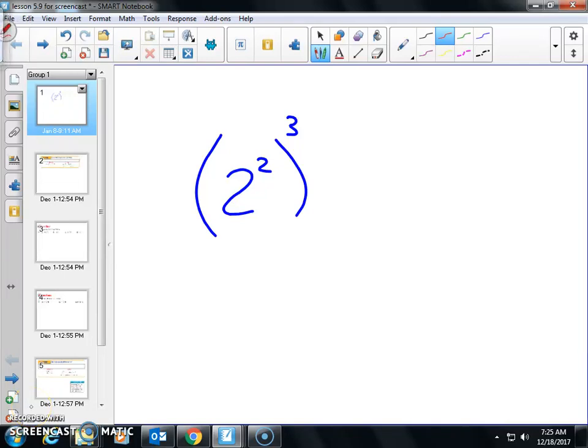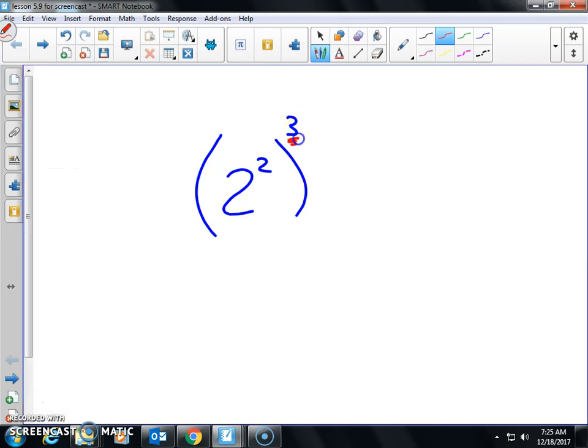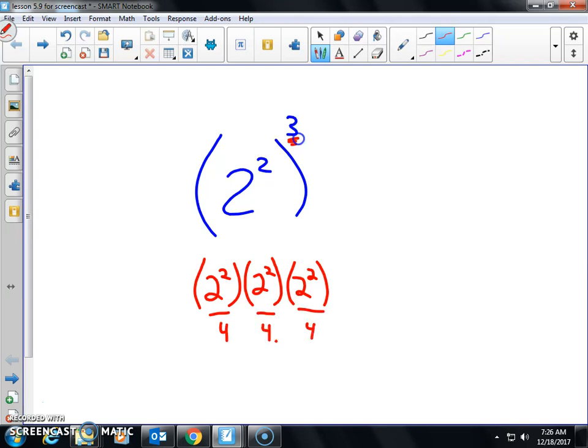Alright, so let's do a quick review of how exponents work. In this example, 2 to the second power raised to the third power, we know that means there's 3 of these things. So it's 2 to the second power, but I need 3 of them. Well, 2 to the second power is 4, 4, and 4, which leaves us with 16 times 4, which is 64.